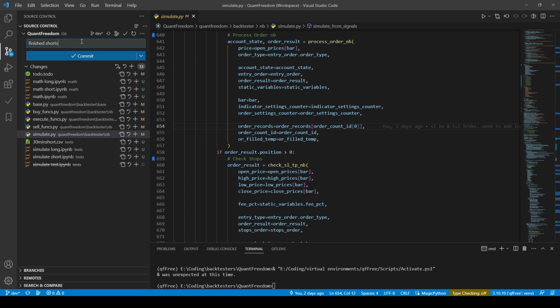Finished shorts. But I don't think that I upgraded the version yet.